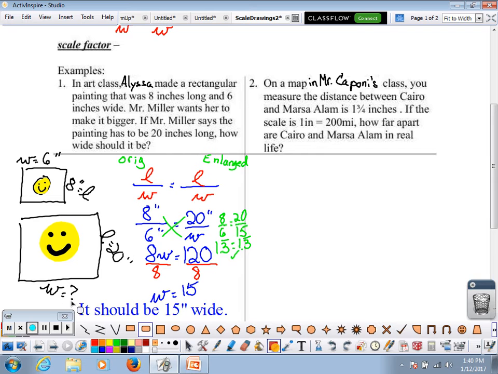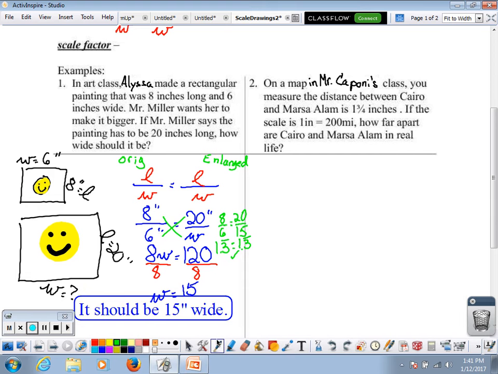Remember, a single tick mark means feet. The double tick mark means inches. Now ask yourself, does that seem reasonable? 15 inches is about this long. Does it seem reasonable for Alyssa to make a painting that's this wide? Sure. Now remember, reasonable won't guarantee correct, but it'll help us weed out the crazy answers. We can put the painting should be. It should be is going to get the point across.